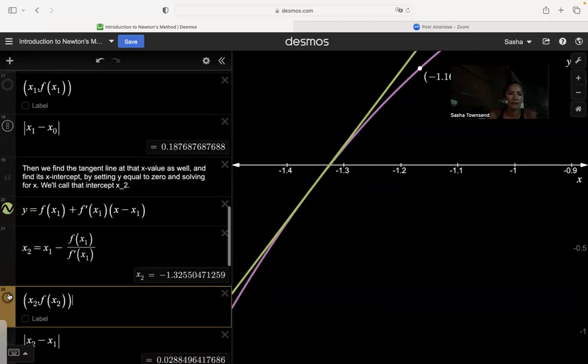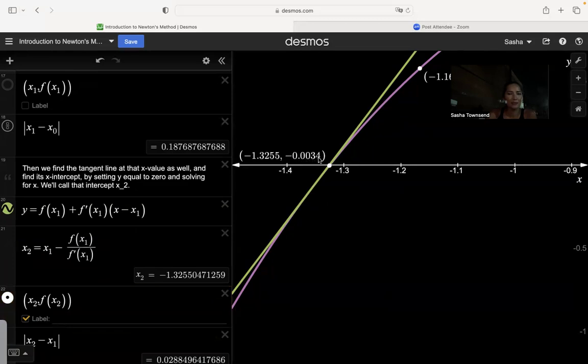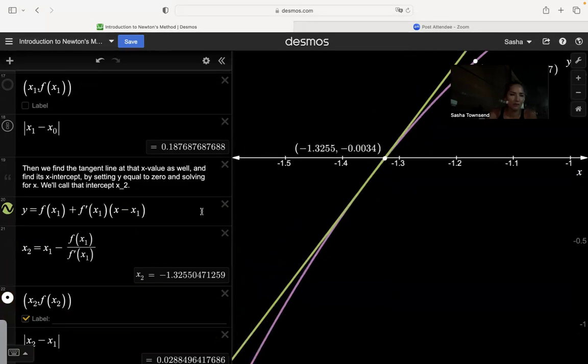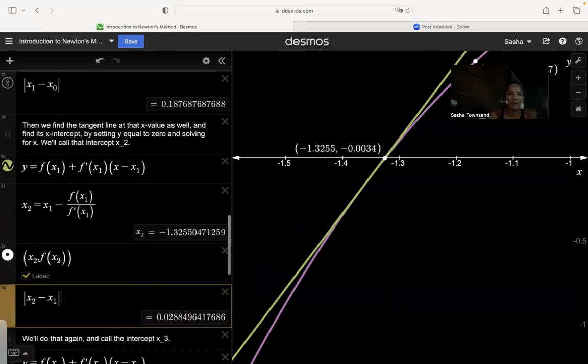And then I'll plot that point, and check out the y value. It's negative 0.0034. Very, very small. Still not 0. And the difference between x2 and x1 is 0.0288. So it's still small. We're off by less than 3/100ths, but I'd like to be off by less than 3/1000ths. I'd like to be accurate out to the third decimal place. So we'll iterate again.